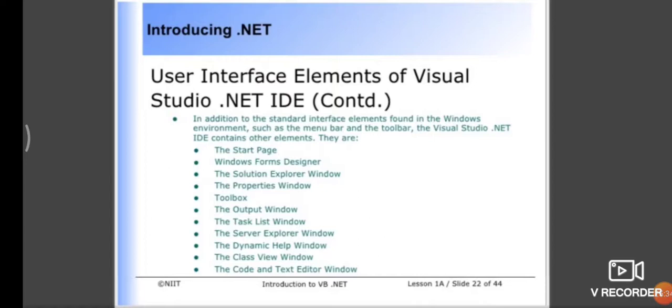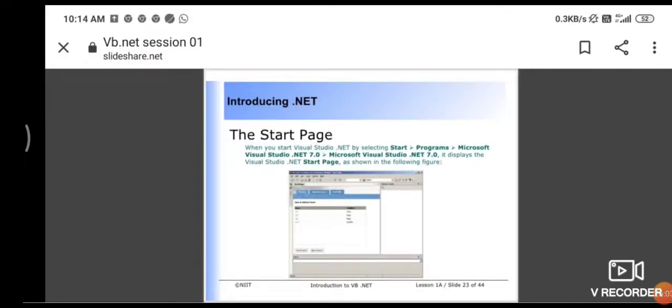Start page, Windows Forms Designer. Here you can manipulate the kind of form that you want to work with, whether it is a Windows form or a project form or the kinds of forms found in the .NET framework. Then the Solution Explorer window, Properties window, Toolbox, Task List window, Server Explorer, Dynamic Help, and the Code and Text Editor window.